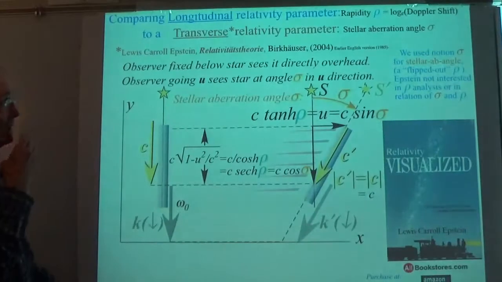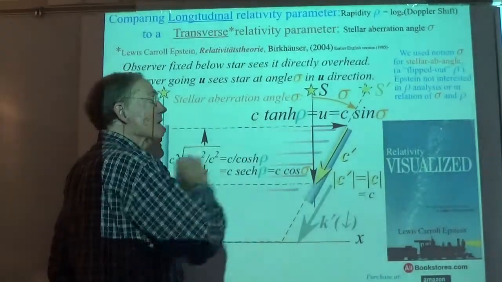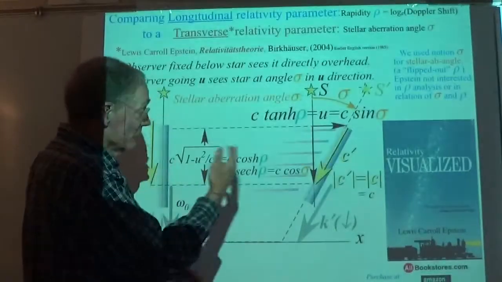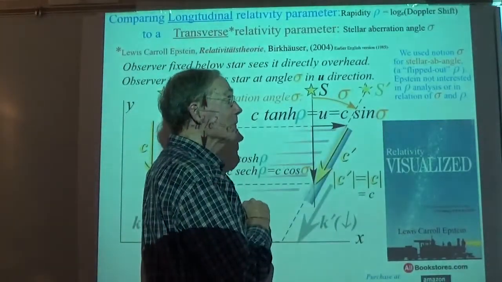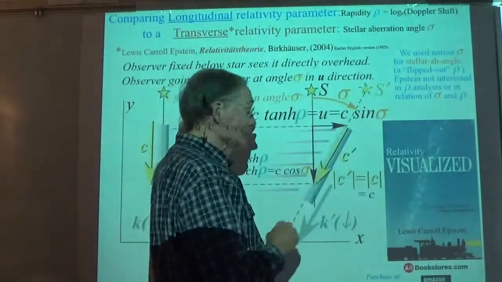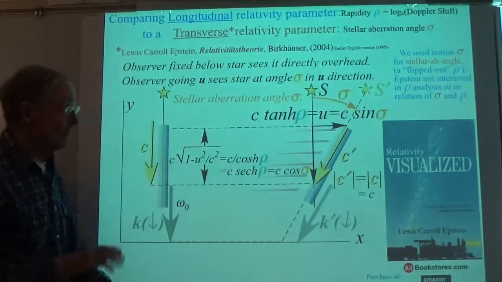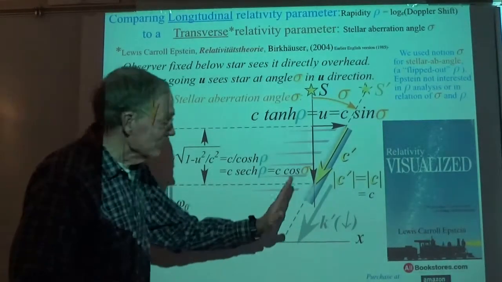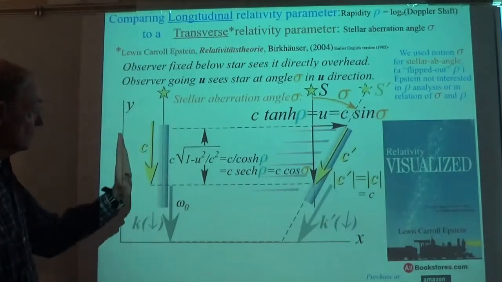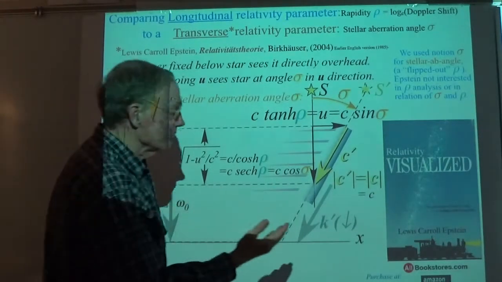Okay? So, we already said that this u is c times hyperbolic tangent of rho. Well, the trigonometry of this says it's also c times the ordinary sine of sigma. Sigma is this angle right here. So that's the other way. You have a k vector here now that's tipped. Here it goes vertical. Okay? So that's the whole basis of this.